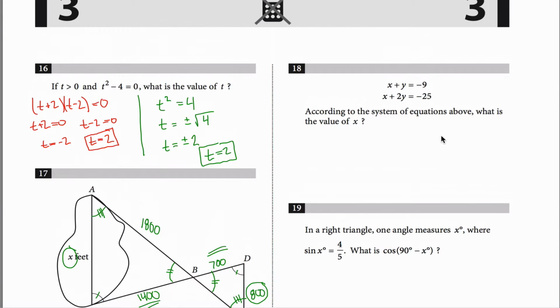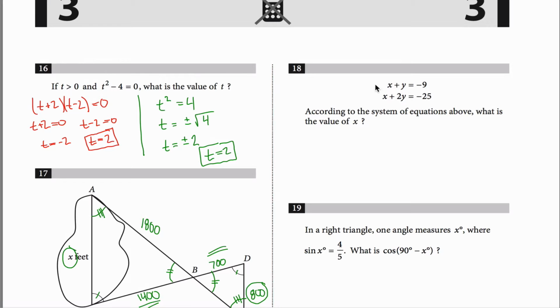18. System of equations. What's the value of x? You can do this a few different methods. You can do this with substitution or with equation addition, which is the method that I prefer. So I'm going to do equation addition. Note that it wants to know the value of x. So I want x, I'm going to get rid of the y's.